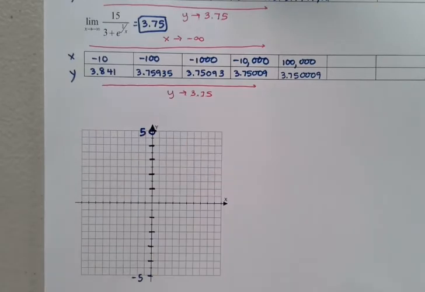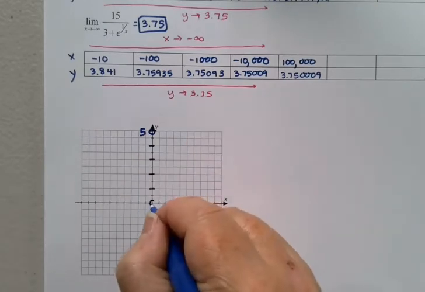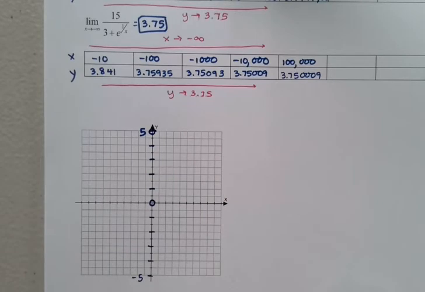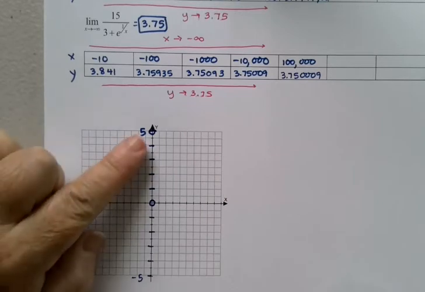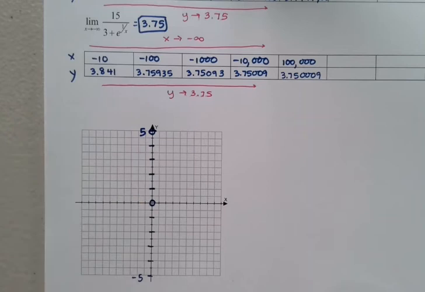Open circle from the left, and (0, 0), open circle from the right. Remember that the y value does not exist at 0, so neither one of those can be solid circles. They both have to be open.